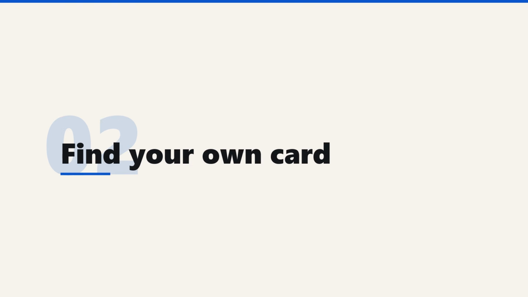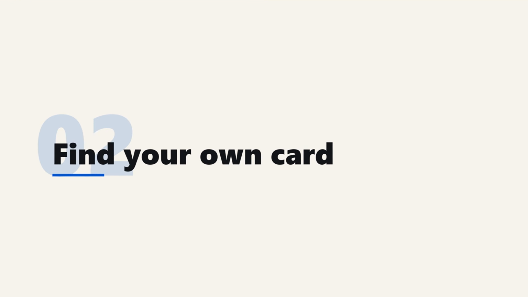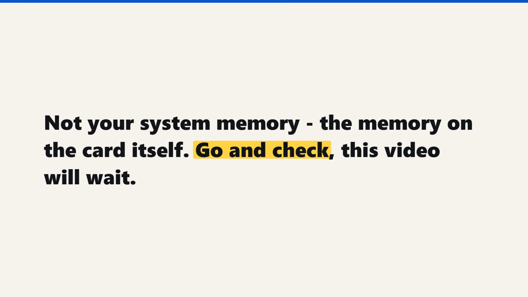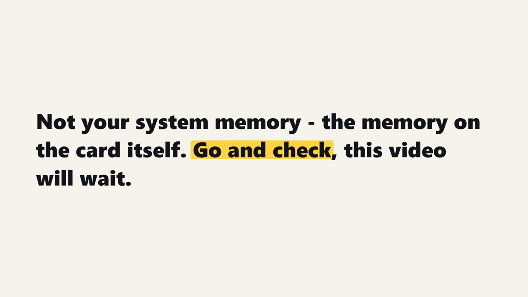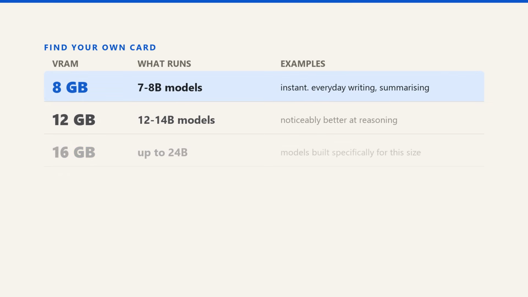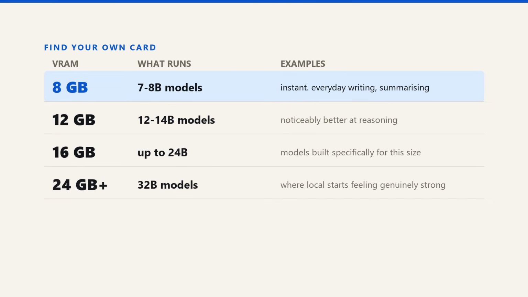Now, the number that decides everything, how much memory your graphics card has. Not your system memory, the memory on the card itself. It is called VRAM, and you can look it up in about 20 seconds. Go and check it. This video will wait.